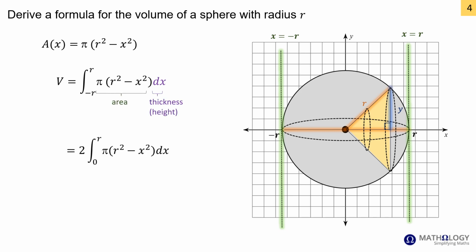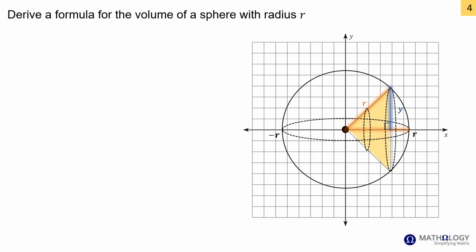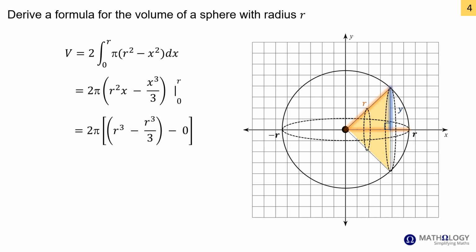Now the integrand is even, which means that we can express the integral from x equals minus r to x equals r as twice the integral from x equals 0 to x equals r of pi times (r squared minus x squared) dx. All that's left to do now is to evaluate this integral, and doing so gives us a volume of 4/3 pi r cubed for the sphere, and that's the formula that we all learned at school but never saw proof for. And here it is.